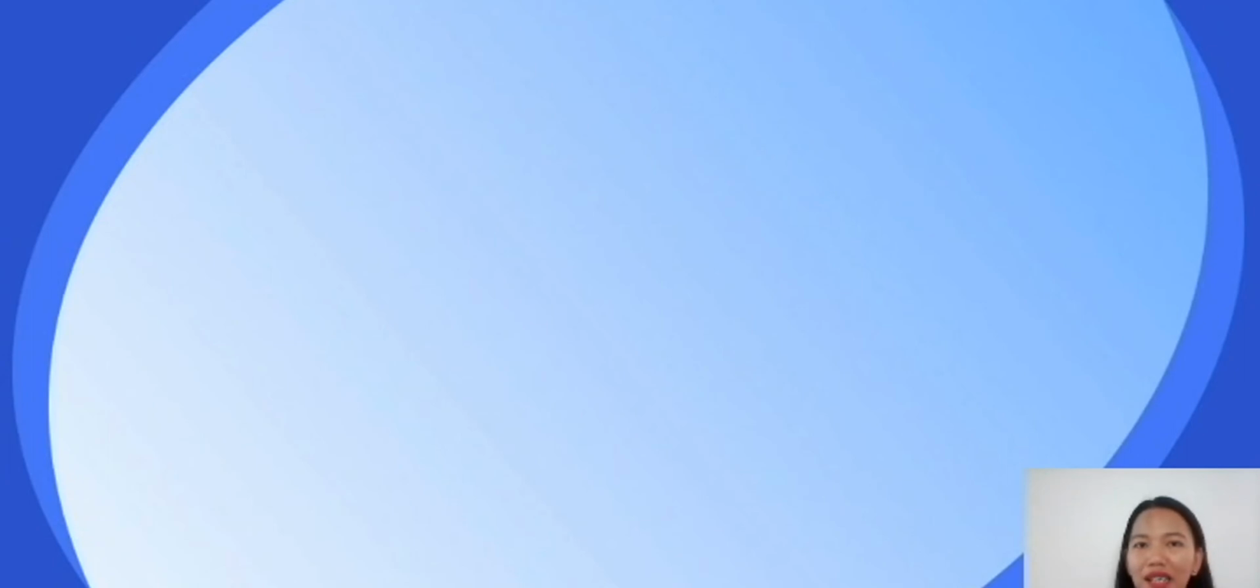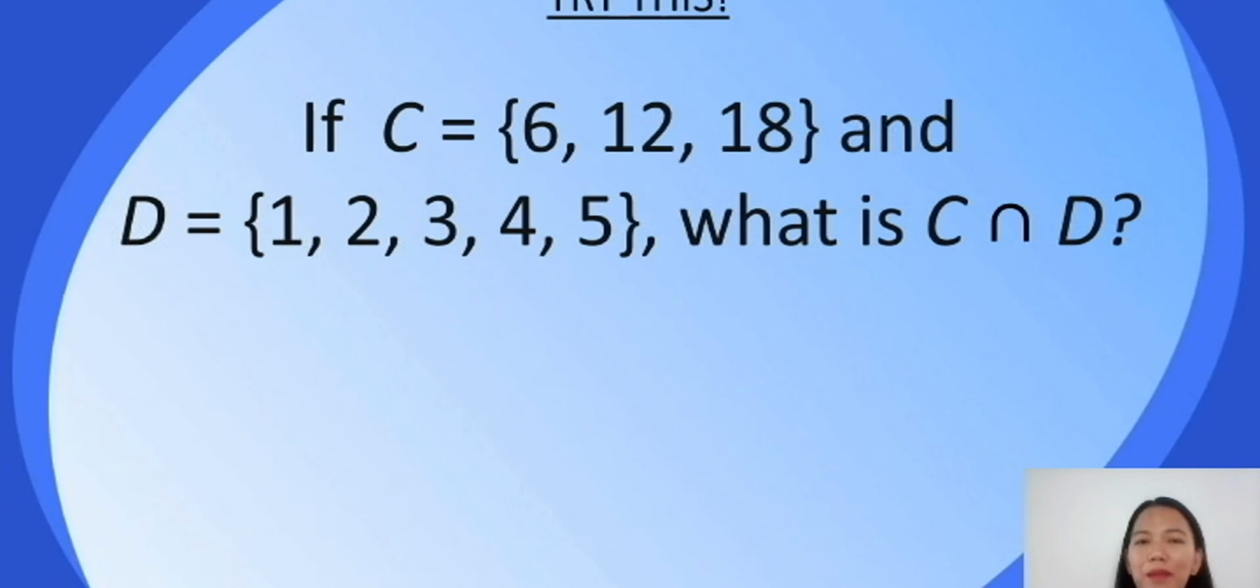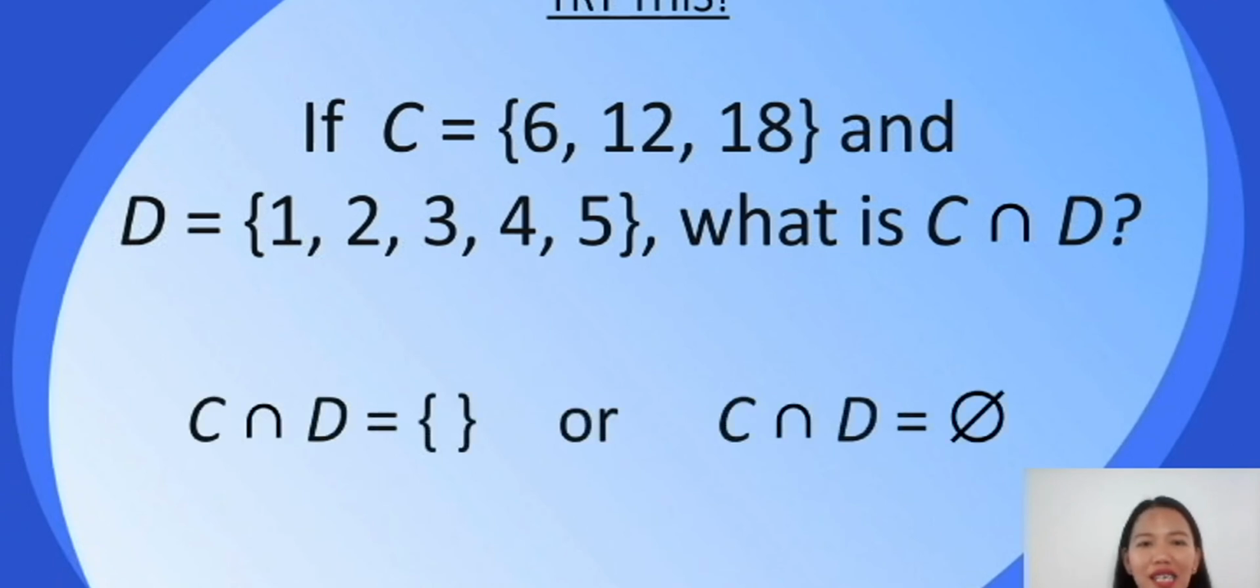Okay, so now let us try another one. If C is equal to 6, 12, and 18, and D is equal to 1, 2, 3, 4, and 5, what is C intersection D? So again, to identify the intersection of these two sets, determine what are the common elements in set C and set D. Very good. In this case, there is no common element in the two sets. So therefore, C intersection D is a null set or an empty set.